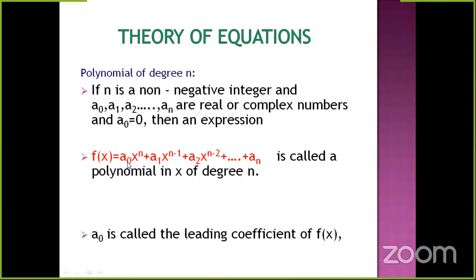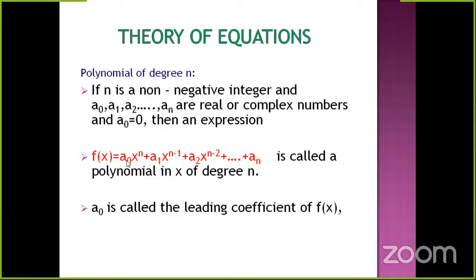And the coefficient of this x power n, that is a0, is called the leading coefficient of f of x, and an, that is the term which is not having the x variable, is called the constant of f of x.